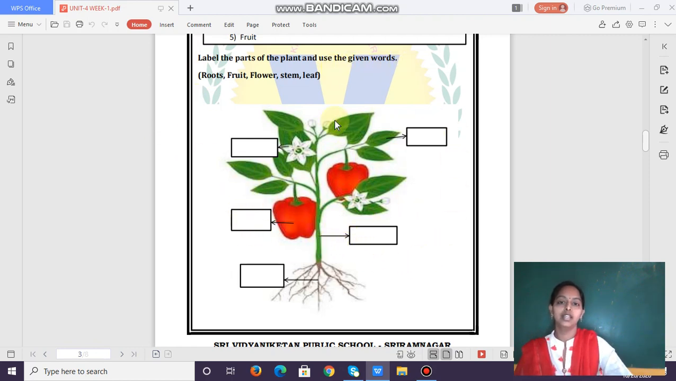Here you can see the plant and here we have given you specific places to name the parts of the plants. We have given you some words which we have to use, and those are roots, fruits, flowers, stem, leaf. For example, this one. What is this? Yes, this is a flower. So I will write it down here, flower. Like this, you have to fill all the blanks.